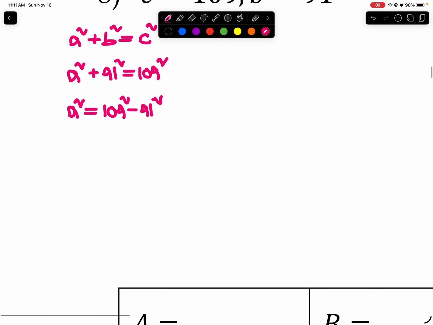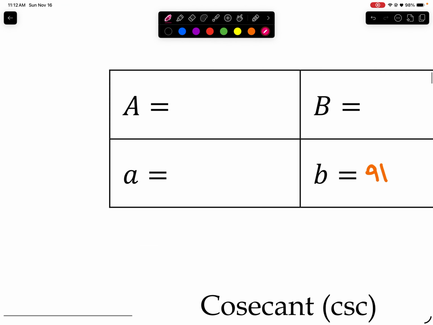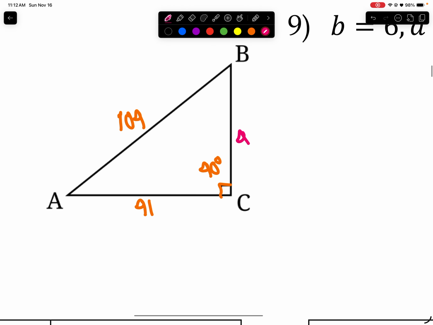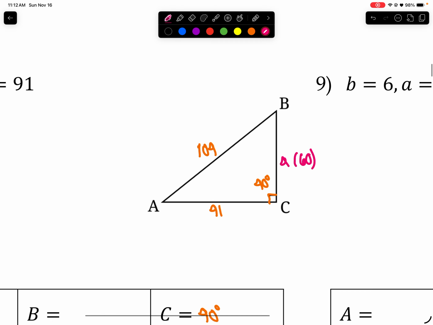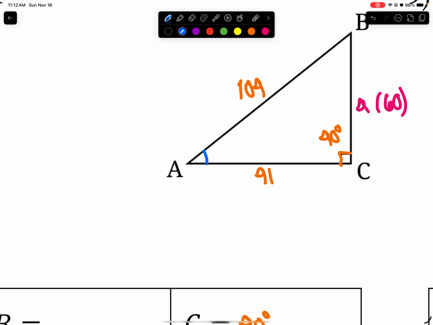And then I want to take the square root. Now we can't have a negative length, so we're only going to deal with a positive value. So the square root of 109 squared minus 91 squared gives you 60. So I know little a is going to be 60. I'm going to go ahead and mark this over here, which you don't have to. All right, now for the next part, I'm going to go ahead and find angle A.